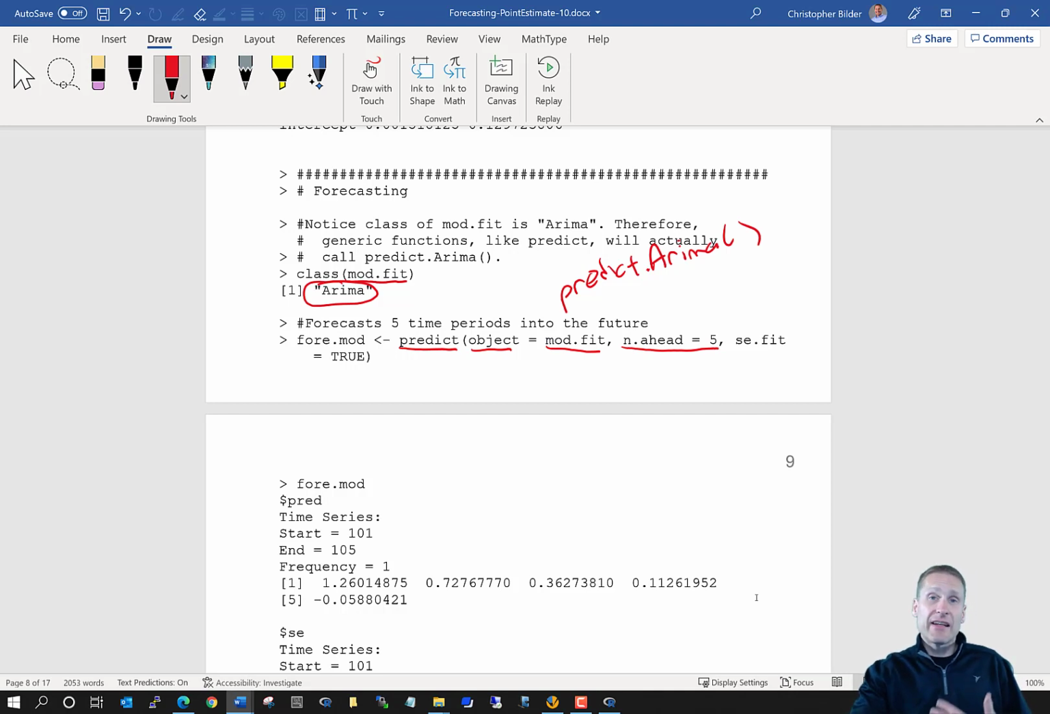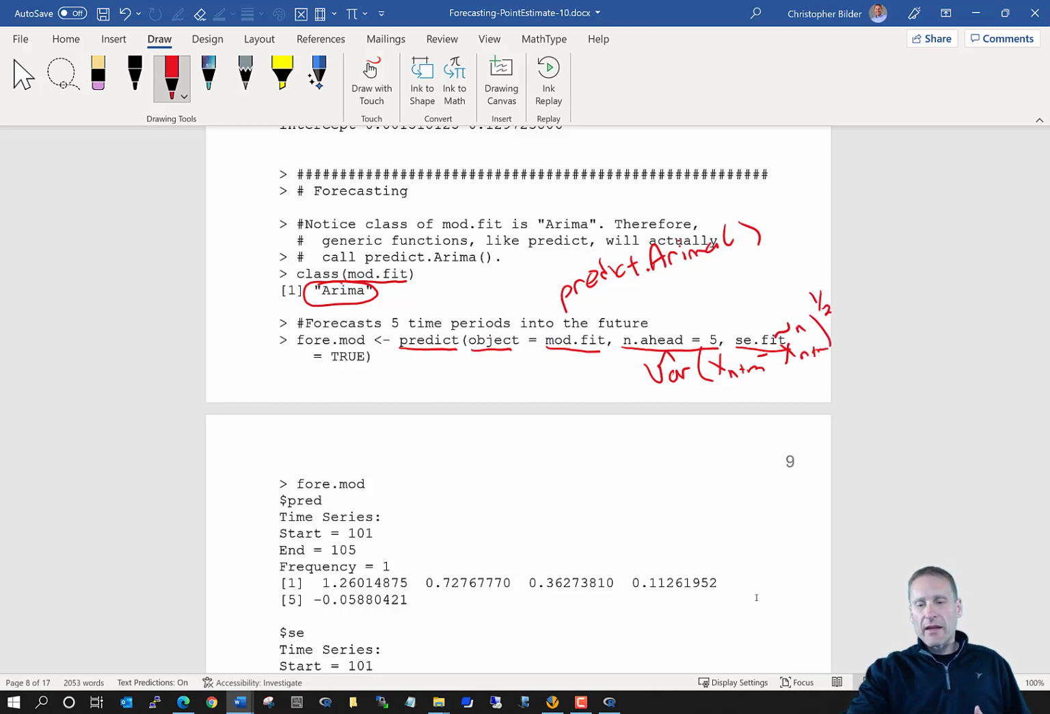So n.ahead equal 5. So I'm going to get 5 different forecasts. So I'm going from n plus 1 to n plus 5. se.fit equal TRUE. This corresponds to what I want, which is the estimated variance of what's called the forecast error. Actually, it's going to give me the square root. Let me just quickly write it out.